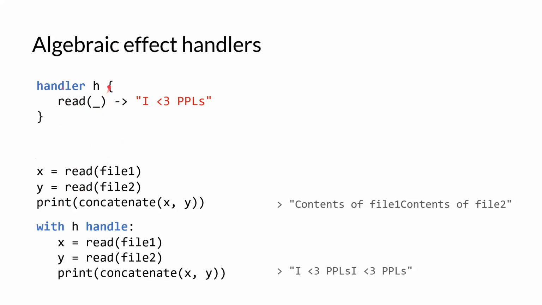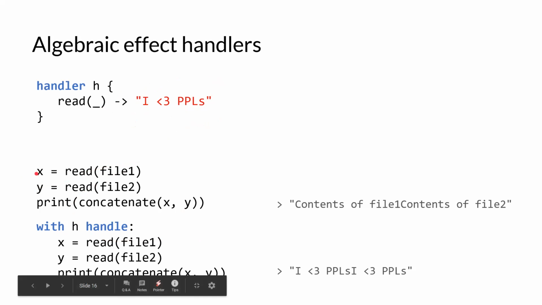So a handler H can define some other behavior for an effectful operation. In this case, the operation is read, and we say, instead of reading whatever file we're trying to read, return a string, I love PPLs. This results in the following behavior.